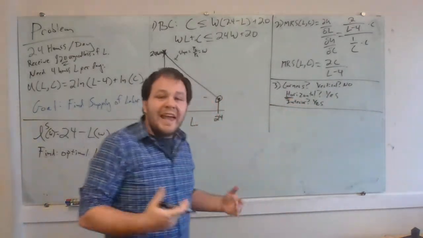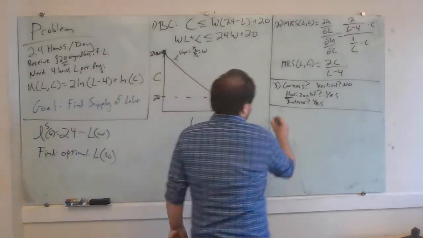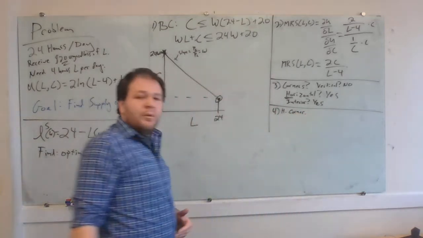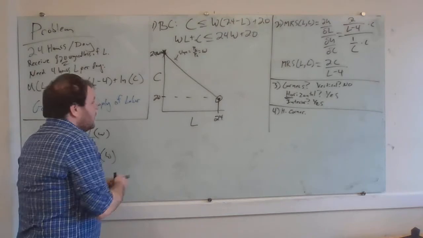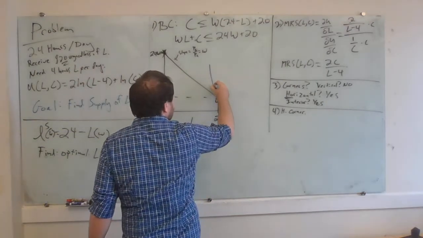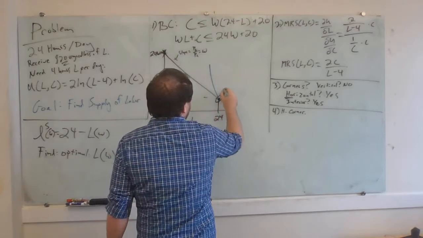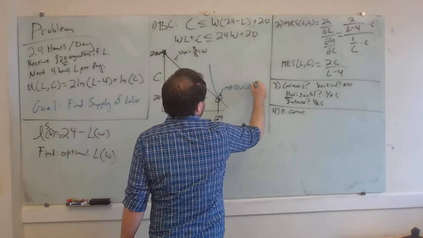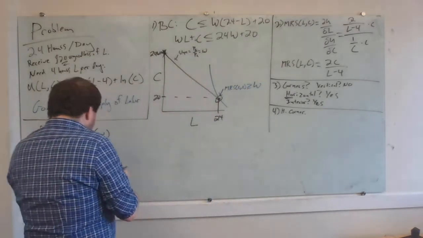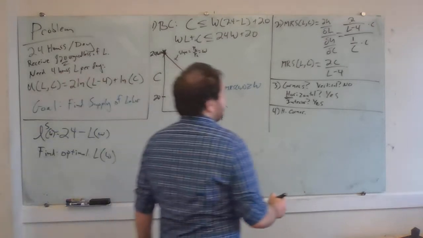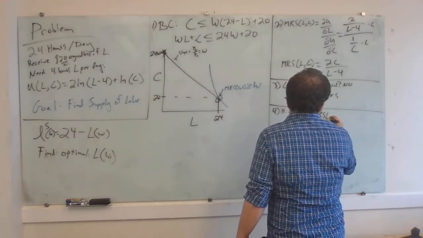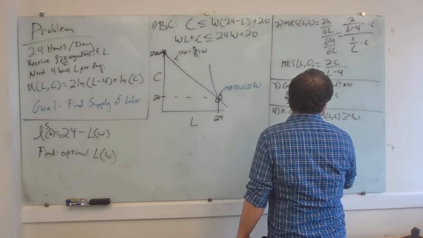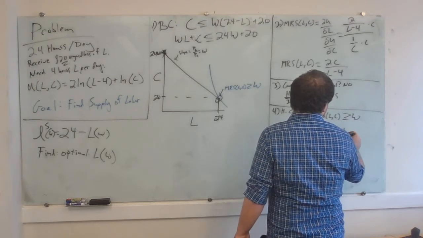Now that we know that a corner solution can exist, let's figure out where the corner solution could exist. So what has to be true in order for us to have a horizontal corner? Well, we're going to need to have an MRS that's steeper at the corner than the price ratio, which is W. We need an MRS greater than W. It's going to mean that 2C over L minus 4 would have to be greater than or equal to W.